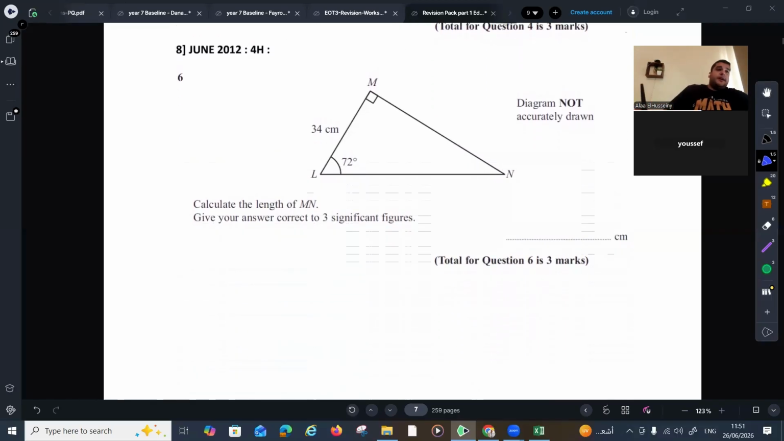Okay. Here in question 6. In question 6, we have triangle LMN. Calculate the length of MN. So MN, that's 3x. That's the unknown that I want to get, right? So first, I will name the sides. That's the 72, the hypotenuse that I don't want to get, okay? And that's the opposite to the angle. And 34 is the adjacent to the angle.